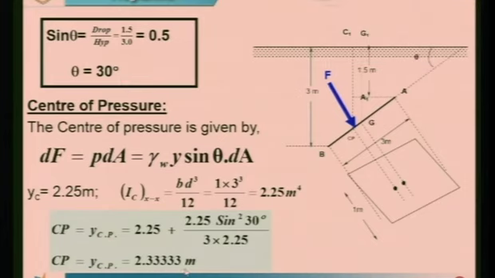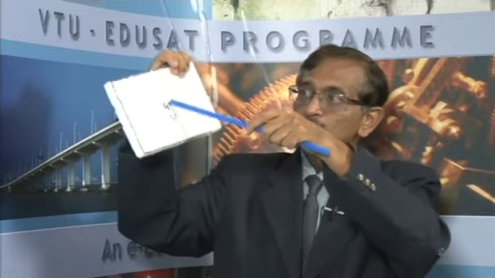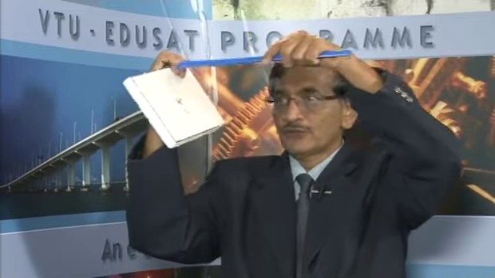Now, in this case you can see the rectangular case only, the centroid was at 2.25, but center of pressure is only 8 centimeter away. I repeat, centroid was 2.25 from the free surface, and this is at 8 centimeter away.